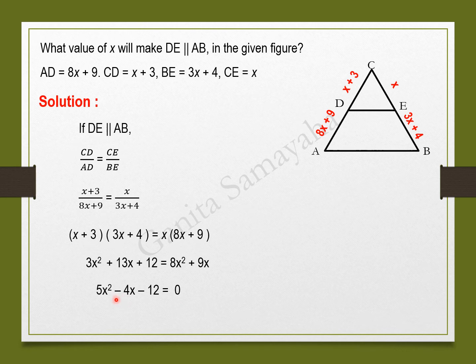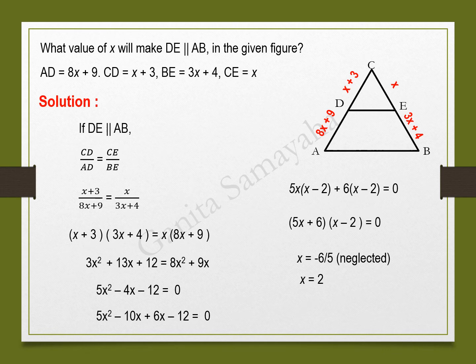We know how to factorize this by splitting the middle term. The coefficient of x is minus 4. So you have to find two numbers such that their product is the product of the first and the last term, the coefficient. 5 into minus 12, minus 60 and the sum is minus 4. So which are those numbers? Minus 10 and 6. So we have 5x squared minus 10x plus 6x minus 12 equal to 0. This on rearranging and factorizing, we have x is equal to minus 6 by 5, which is a negative number, and we cannot have measurements in negative. So, it is neglected. We have x is equal to 2. Is it clear, children? So, we use this converse of BPT to work out such problems as well.